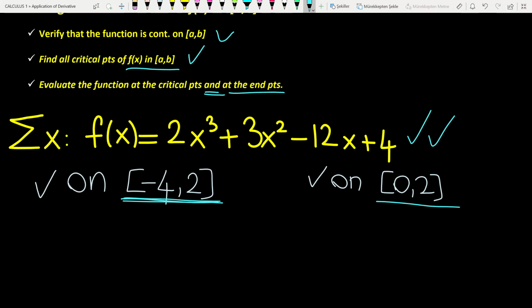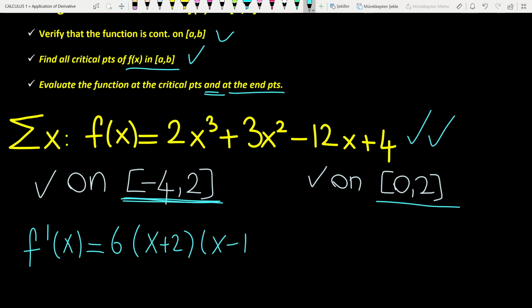The second step, we find all critical points of f of x. In order to find the critical points, we take its first derivative. Let's find the first derivative of f of x. The first derivative of this function is simply 6 times (x plus 2) times (x minus 1). As you see, we have two critical points, minus 2 and 1. The second step is also done.